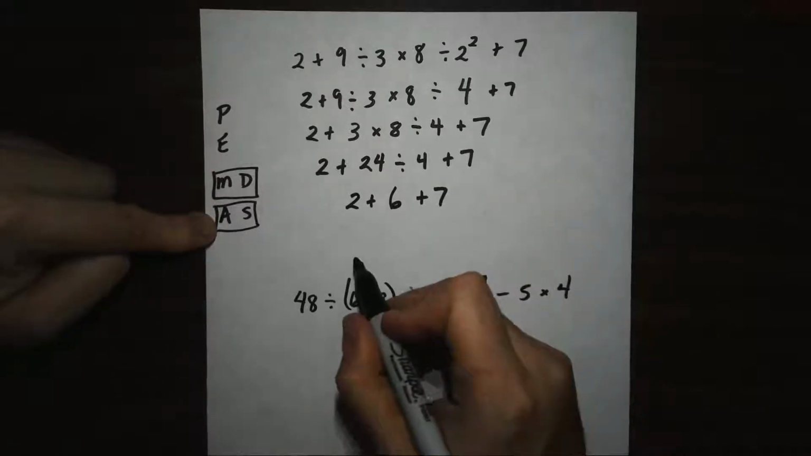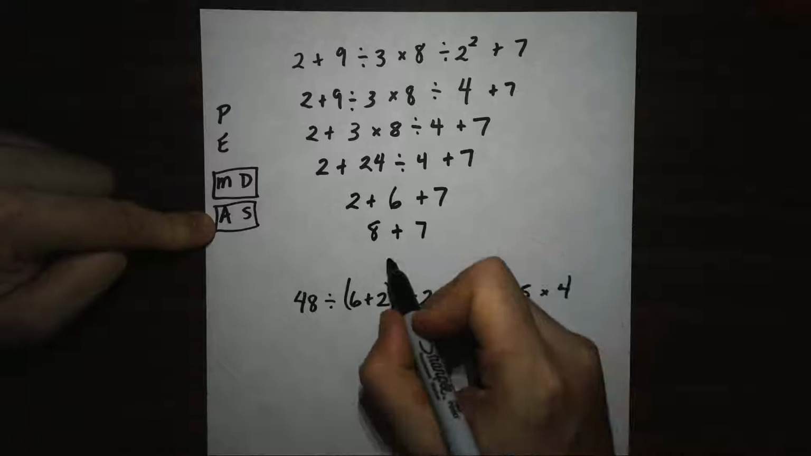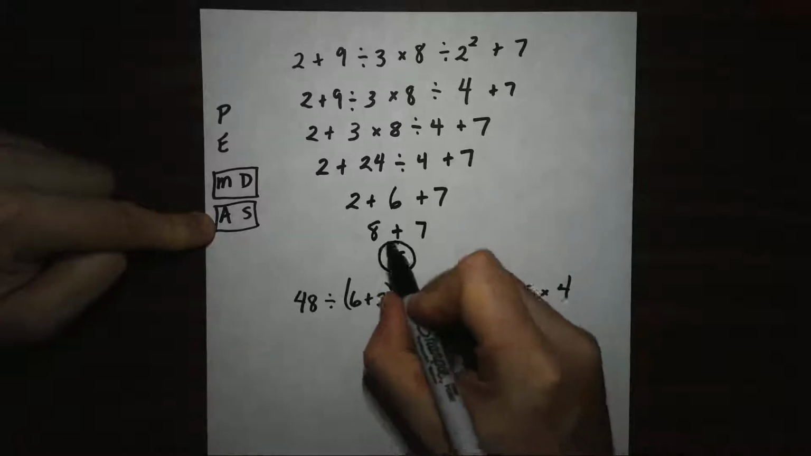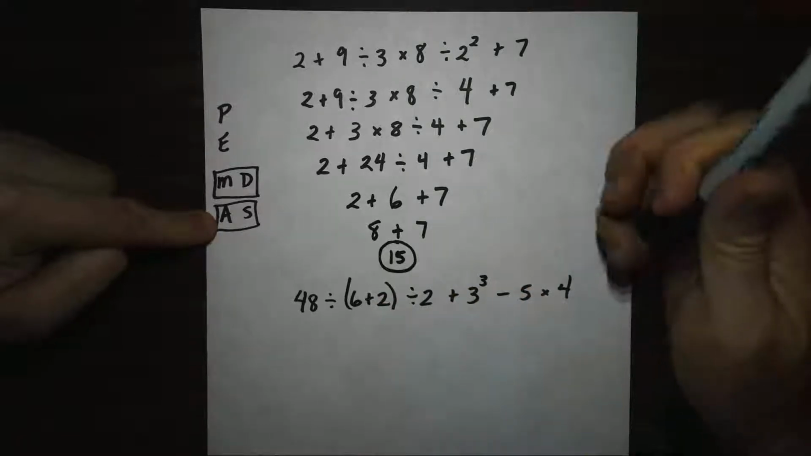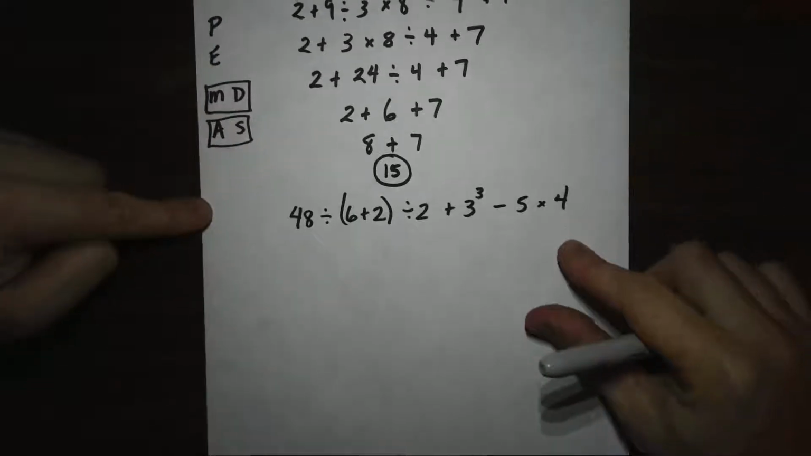And now addition and subtraction. 2 plus 6. And 8 plus 7 gives me an evaluation of this expression of 15. So let's look at another example.